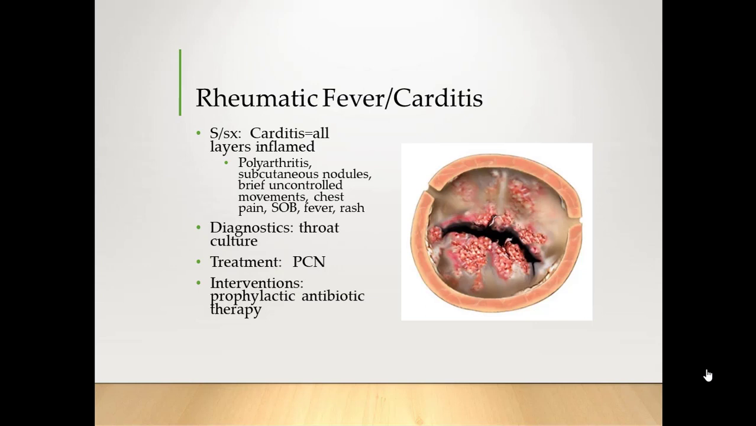Symptoms when they have carditis, all of the layers of the heart are inflamed. You might see things like polyarthritis, subcutaneous nodules, chest pain, shortness of breath, fever, rash.